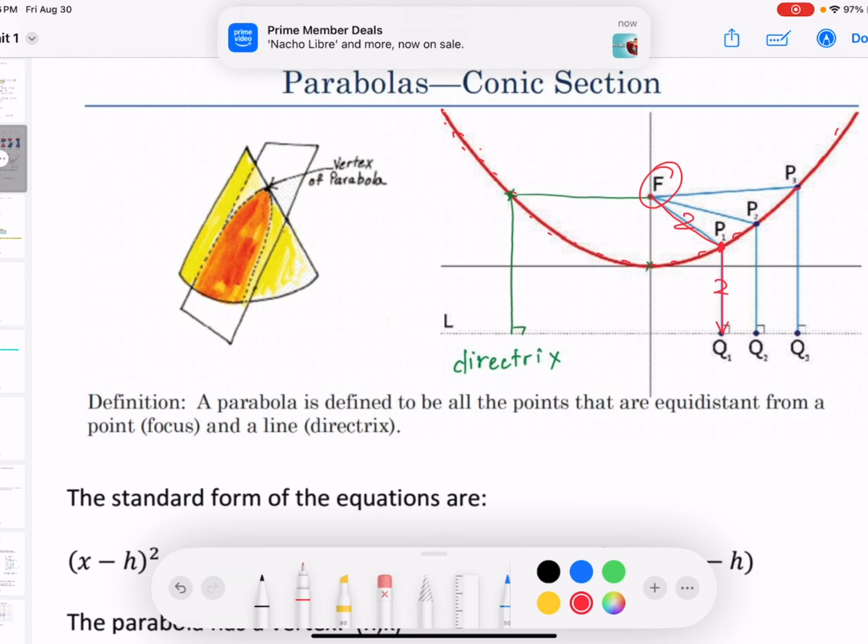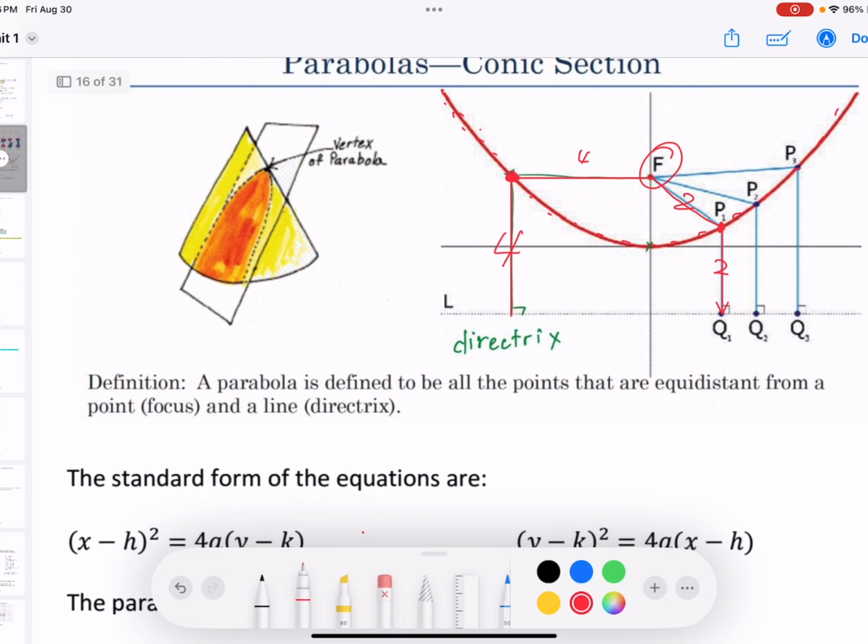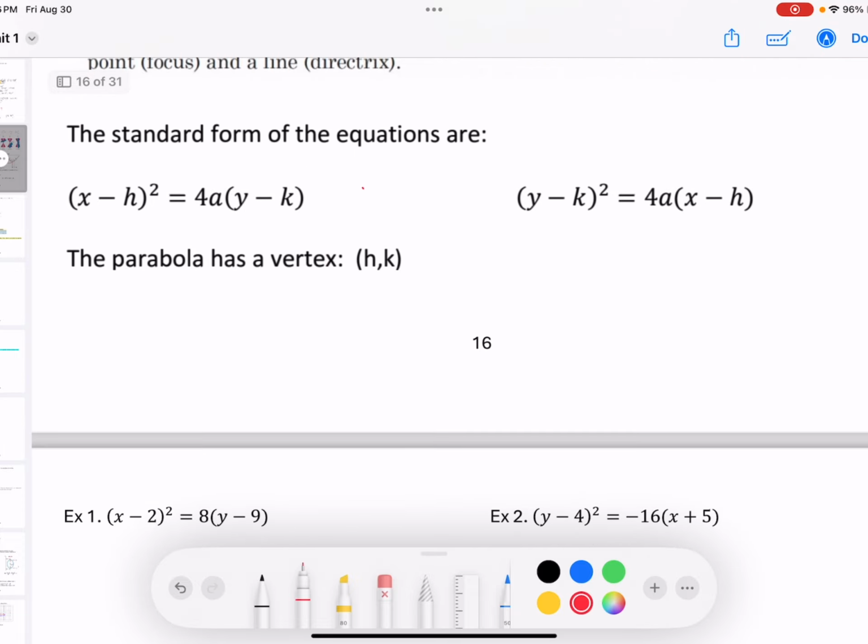This is also 2. And if I randomly pick a point here, the distance from the point on the parabola to the focus, and then from this point to the directrix, they have the same length. For example, this is 4. This is also 4. Okay, we will talk about the focus and the directrix later.